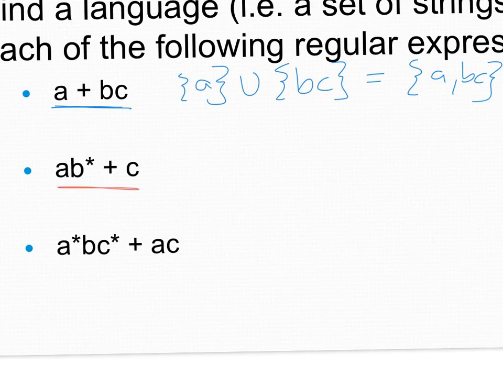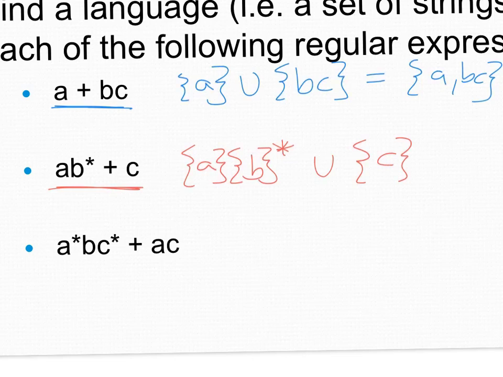Let's change color. This next one here, AB star plus C. Remember, star binds more tightly than dot or plus. This is saying take the language A, concatenate it with the language B starred, right? And union that with the set containing just C. So what does that mean? That means there's two types of strings in this language. The first is just the string C. And the second is an A followed by 0 or more B's.